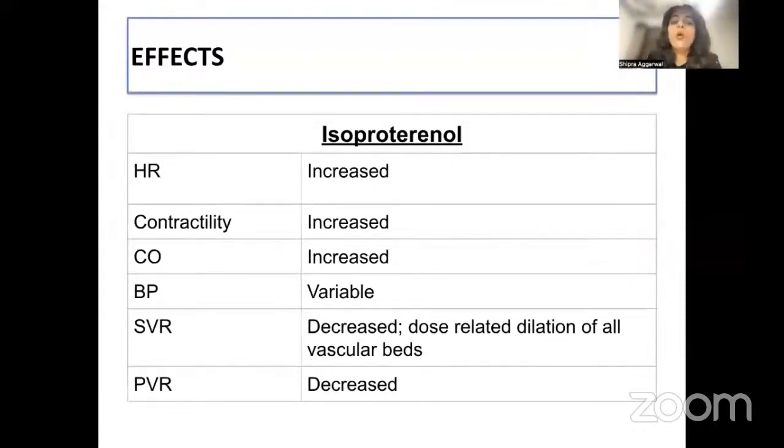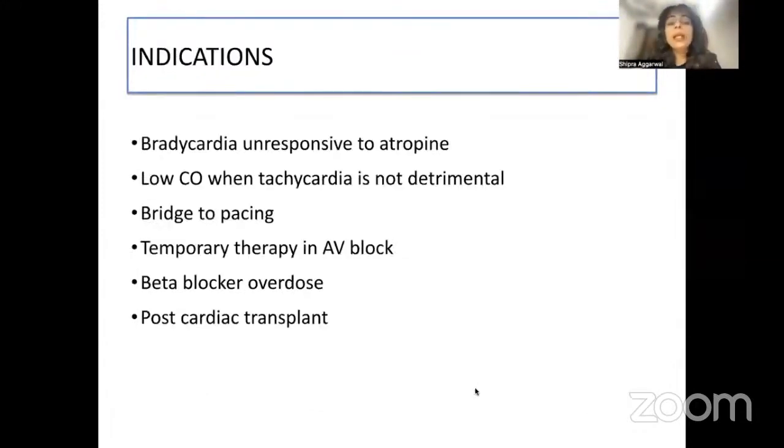Now, the main function of isoproterenol is to increase the heart rate and contractility, which will result in increased cardiac output. But note that since it has a beta 2 agonism action also, the systemic and the peripheral vascular resistance will be decreased. So the main indications for isoproterenol are very specific because beta agonist action can result in tachycardia and arrhythmias. So the main indication is as a bridging therapy to pacing. It can also be used as a temporary therapy in AV block and when there is a beta blocker overdose.